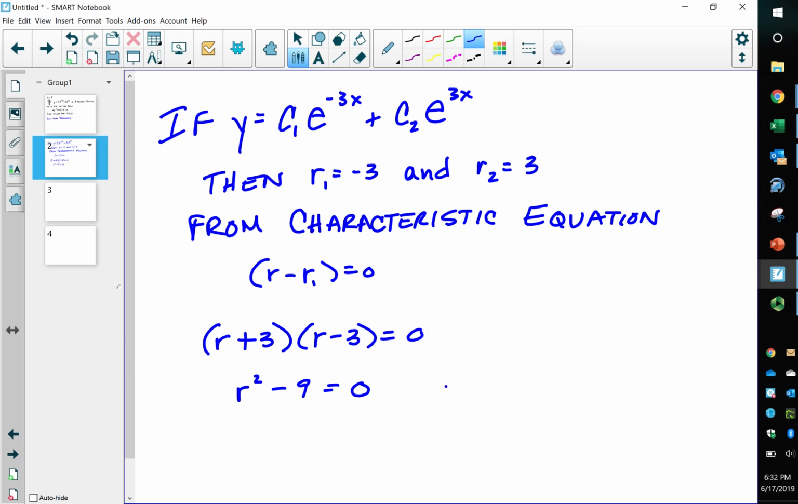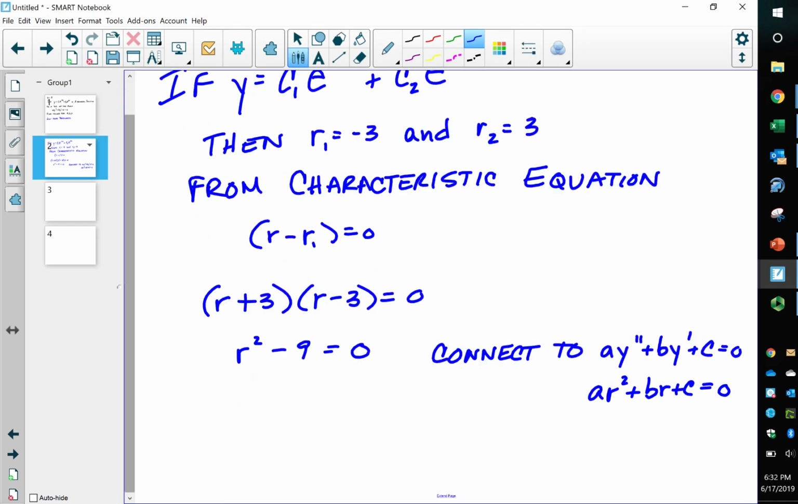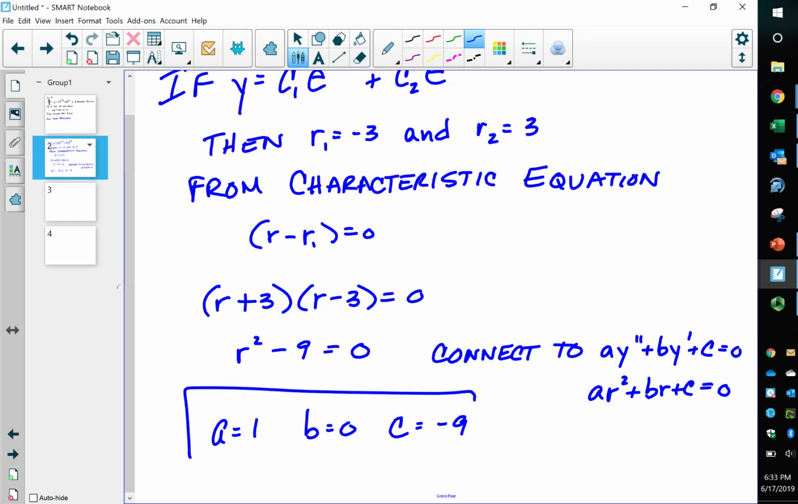So when we connect to our general form of a y double prime plus b y prime plus c equals 0, or a r squared plus b r plus c equals 0, we can now see that a is equal to 1, b is equal to 0, and c is equal to negative 9. So if you know the general solution, you're just working backwards through the characteristic equation. I hope that helps.